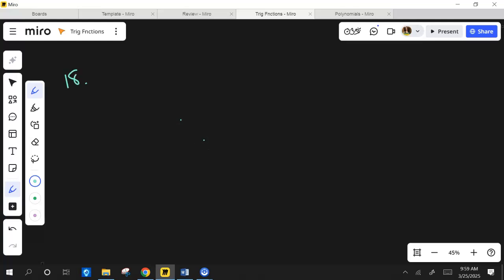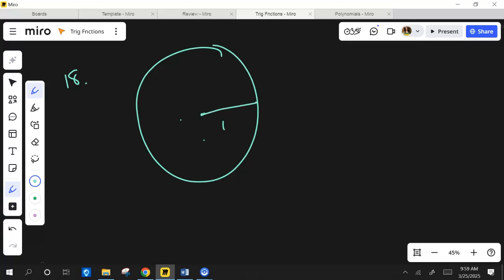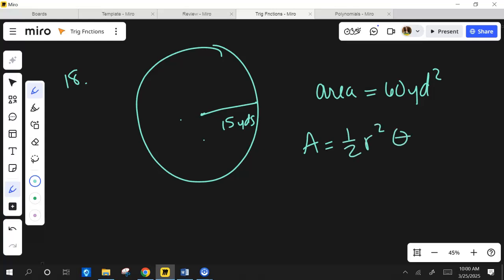18. A circle with radius of 15 yards contains a sector with an area of 609 square yards. Find the measure of the central angle. So to find area, remember that's 1/2 r squared theta. I have r and I have area. So that's really what I'm doing here, is determining what I have and what I need, right? So the area is 609. The radius is 15.